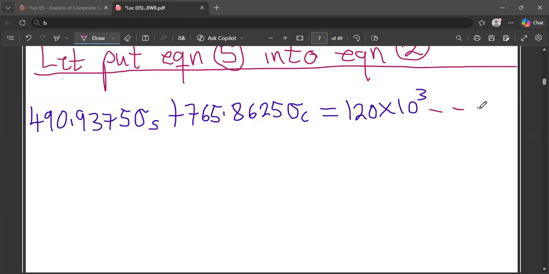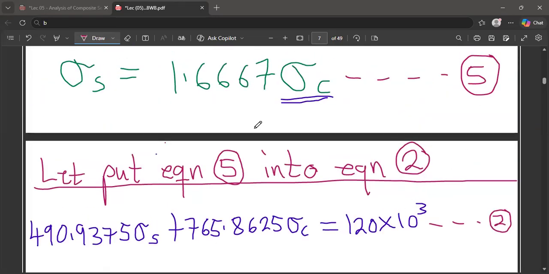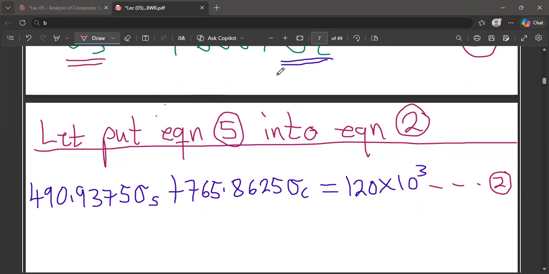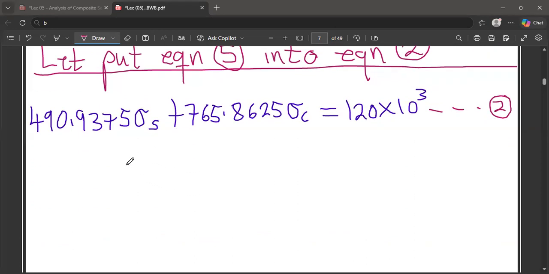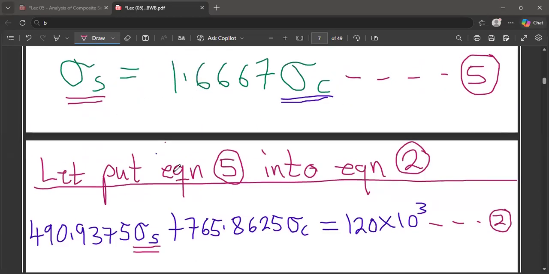So we are going to put equation 5 into equation 2. Wherever you see the stress in the steel, you're going to put that over there. Then you realize that it becomes uniform and you can use it to solve. We got equation 2 from the equilibrium condition. Exactly. So let's quickly do that, and then let's proceed. So this is it over here. We can now put our equation 5 into it.